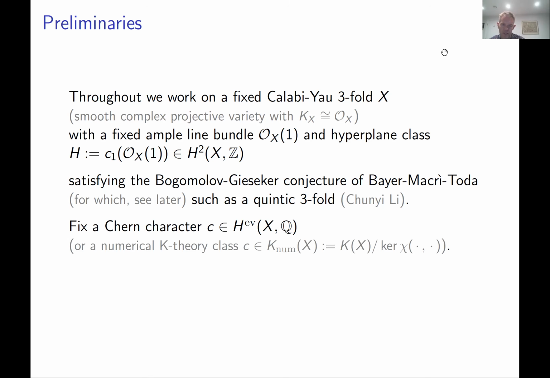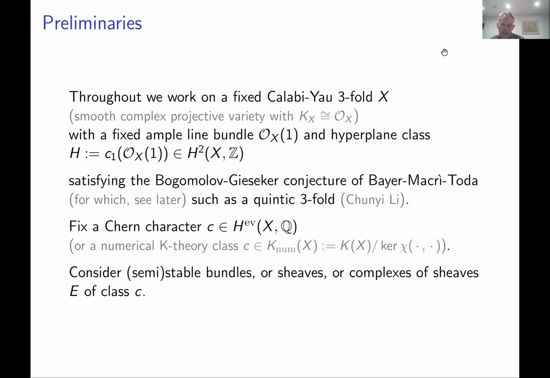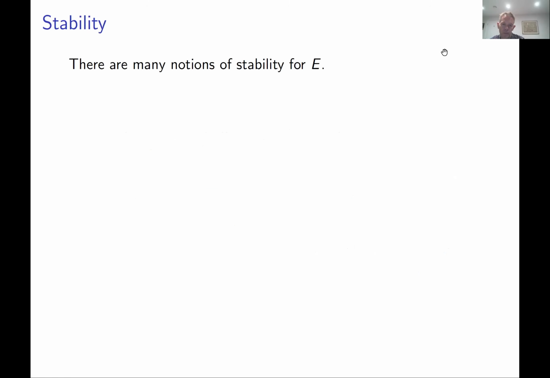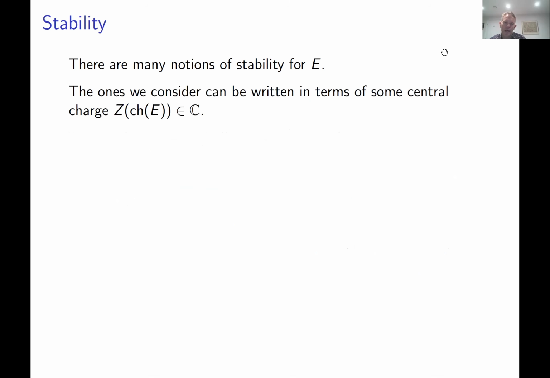And throughout, we're going to fix a Chern character or a charge or a K-theory class of our sheaves. And we're going to consider semi-stable bundles or sheaves or complexes of sheaves of that Chern character or that class C or that charge. And the first thing to tell you about is stability, and I do this rather vaguely. So all the notions of stability we'll use will involve just some central charge, which will only depend on the topology of the situation. So just on that Chern character C.